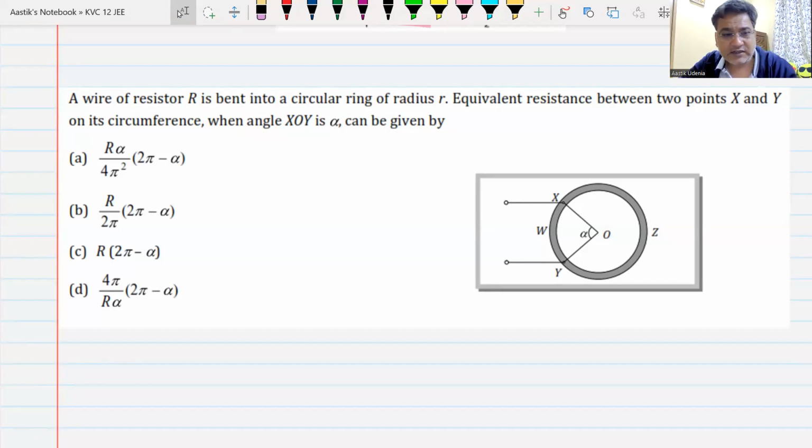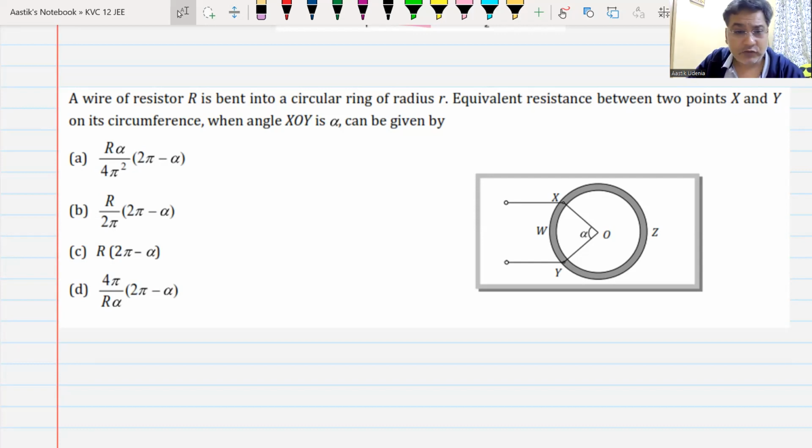A wire of resistance R is bent into a circular ring of radius R. Find the equivalent resistance between points X and Y on the circumference. This is a wire, and the radius is given as R. The wire of resistance capital R is bent in the form of a circle of radius R. Between any 2 points, the angle is alpha. You have to find the equivalent resistance between these 2 points. This is for the next chapter, which is magnetic field, so we have to understand how it happens.